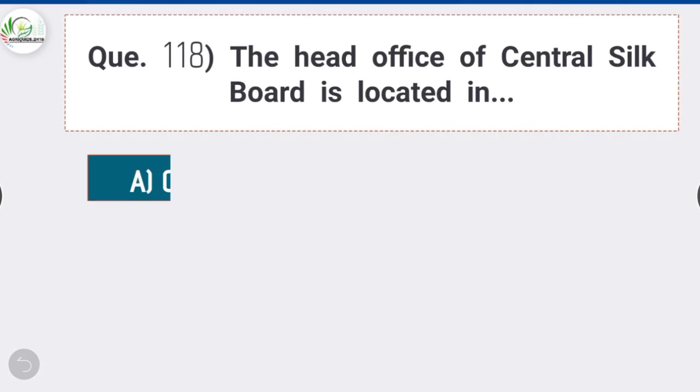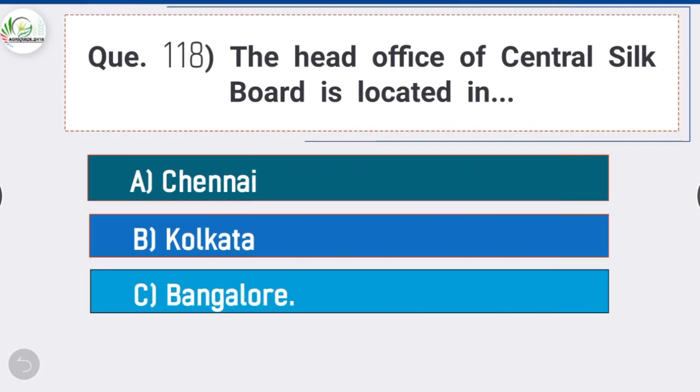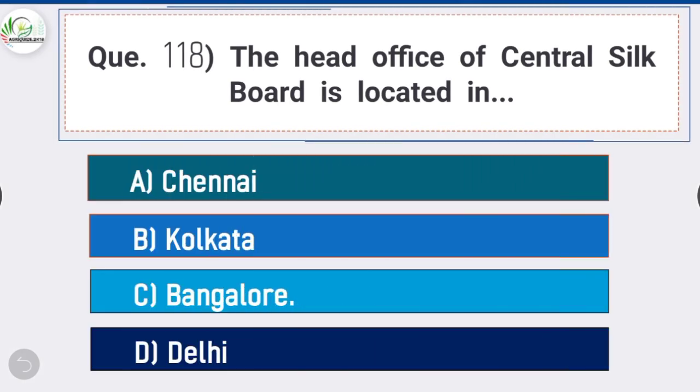Question number 118. The head office of Central Silk Board is located in, and the correct answer is option C, Bangalore. The head office of Central Silk Board is located in Bangalore.